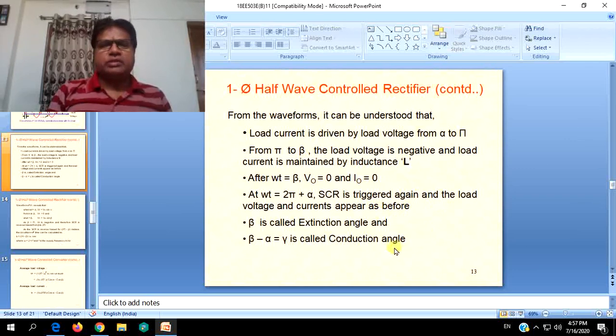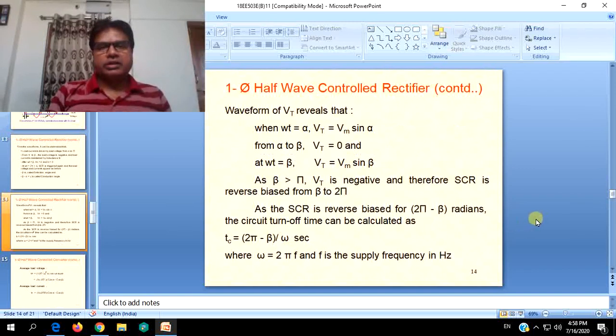To again go through whatever we have discussed, the load current is driven by the load voltage from alpha to pi. From pi to beta, the load voltage is negative and the load current is maintained by inductance L. After omega t is equal to beta, both V0 and I0 are 0. At omega t is equal to 2 pi plus alpha, the SCR is triggered again and the load voltage and currents appear as before, where beta is called the extinction angle, and beta minus alpha, gamma, is called the conduction angle.